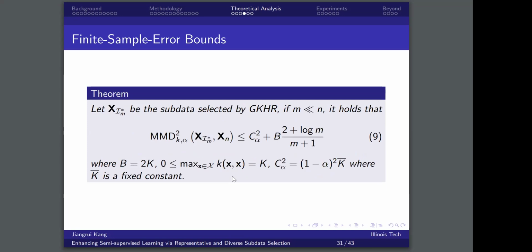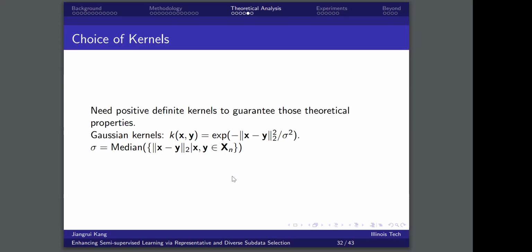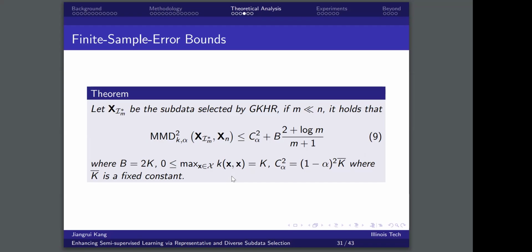And another one is the finite sample error bound. It illustrates that this algorithm indeed minimizes alpha MMD, with a decreasing rate of O(log M over M), which is not so good, but it works. It illustrates that this method works well. The constant exists here because when X_M star is identical to X_N, this term won't be zero, because there is a diversity term in it. So there's a constant in the upper bound on the right hand side. These are the two main theories for the algorithm.